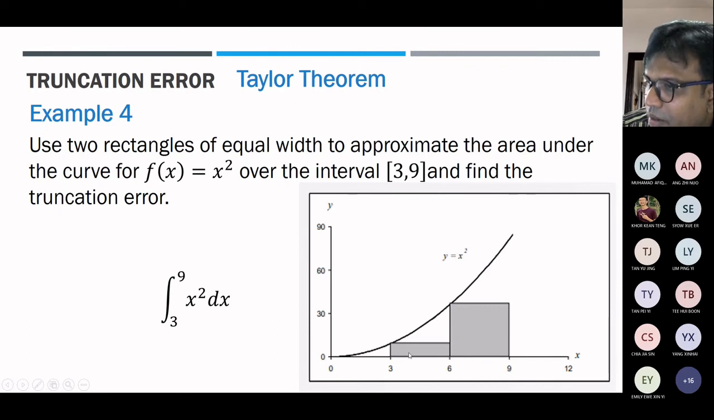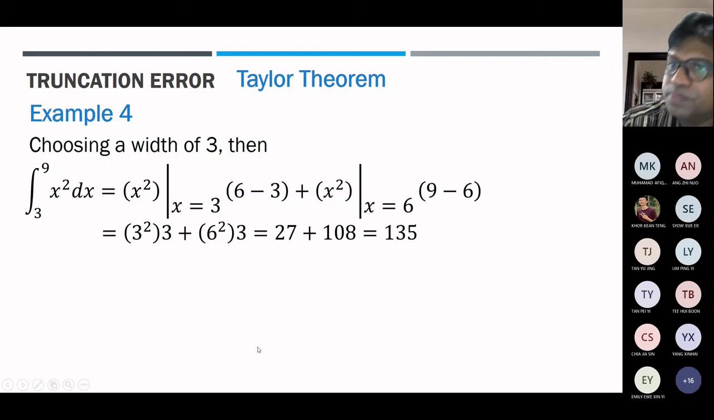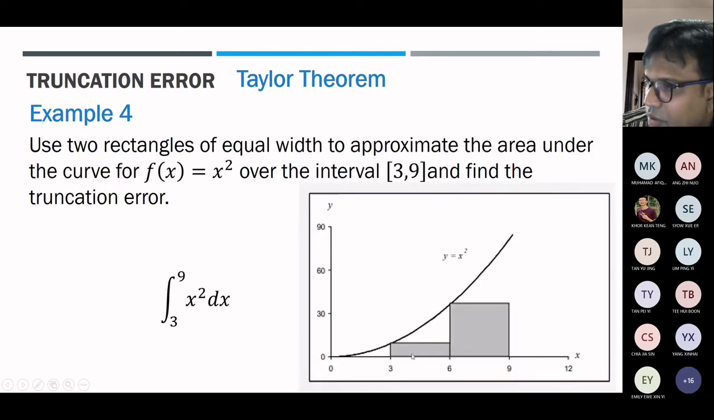But you need to compare. This is based on the rectangles. This is what we're going to do now. So first you need to choose the difference between the points, so 3 and this is 6.